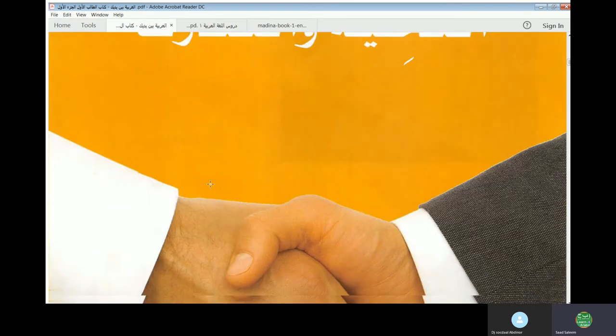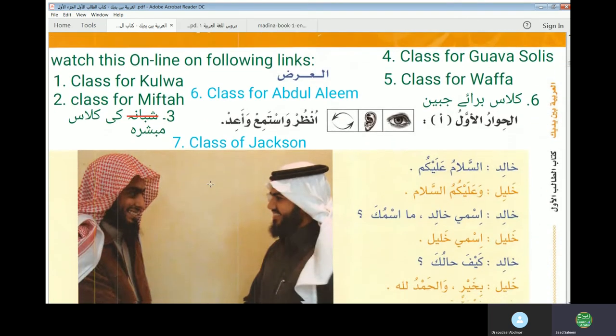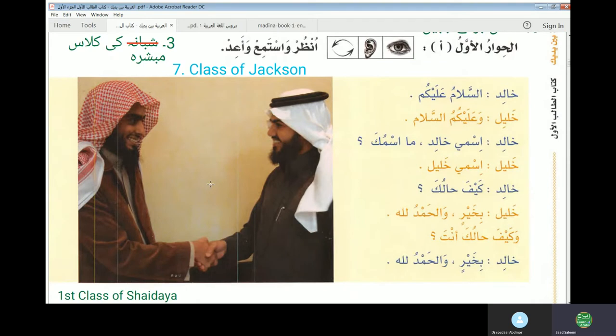So in this unit you will learn these two things: how to greet someone in Arabic and how to introduce someone in Arabic. You already know the first dialogue, so start reading it.